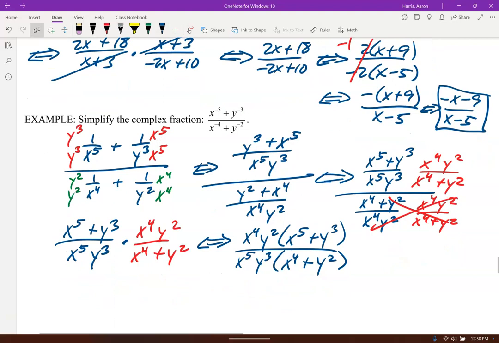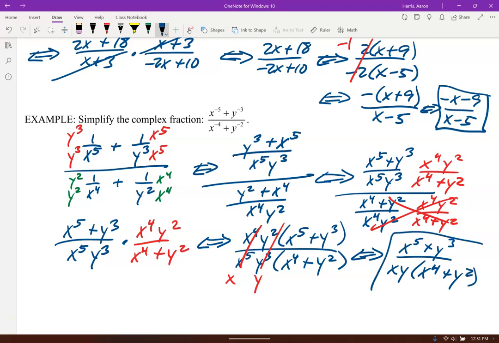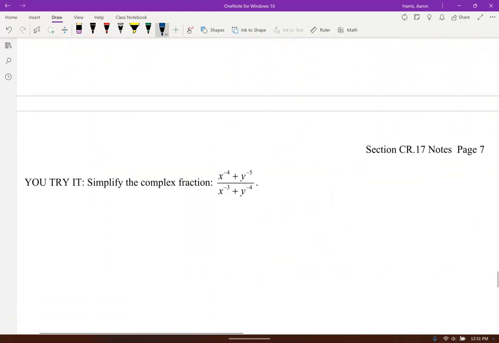And so what's going to happen here is I'll be left with one x down there. I'll be left with one y down there. So I've got x to the 5th plus y to the 3rd over xy, x to the 4th plus y squared. Okay? And if you want, you could multiply that through, and you'd have on the denominator x to the 5th y plus xy to the 3rd if you wanted to, right? But that's also the same thing. All right, let's go ahead and do this last one together.